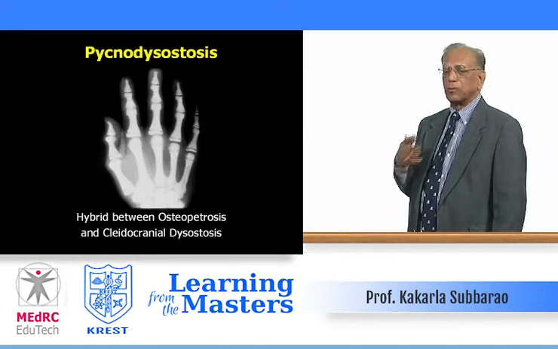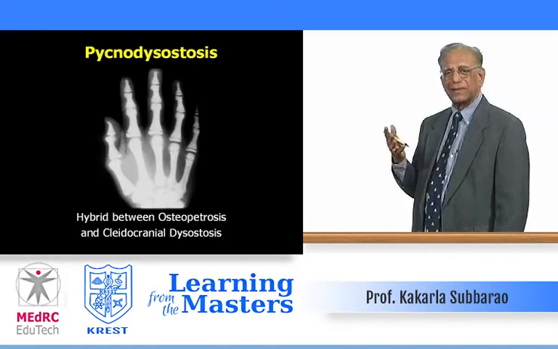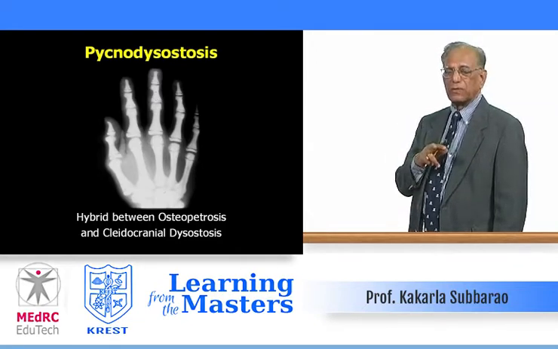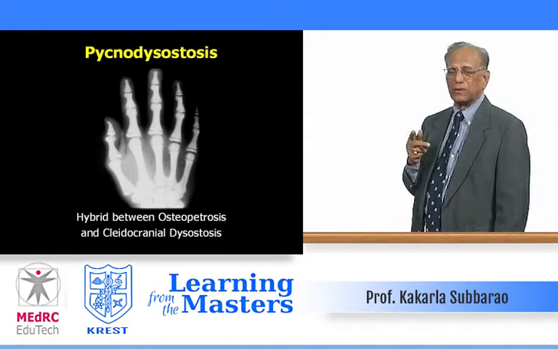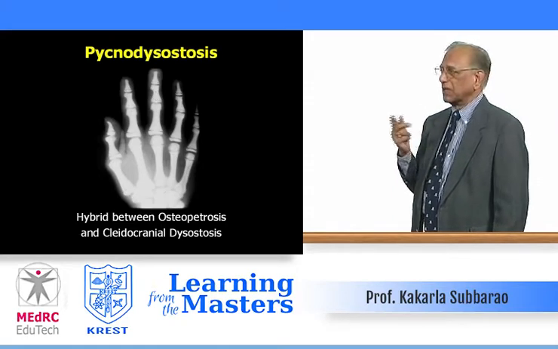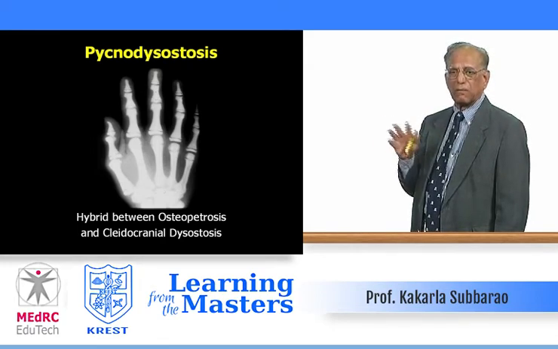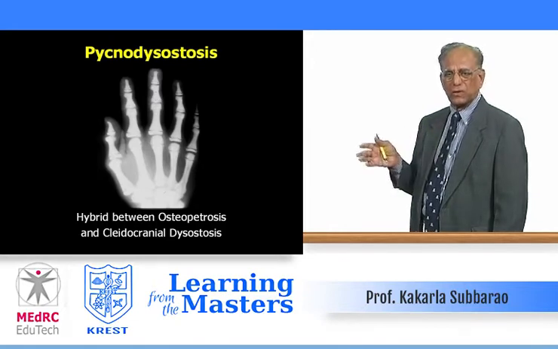And then we come to pycnodysostosis. It is also a dense sclerotic bone disorder, but the difference between osteopetrosis and pycnodysostosis is it is a hybrid between osteopetrosis and so-called cleidocranial dysostosis. That's why there are certain combined changes. One, of course, diffuse sclerosis that is common to marble bone disease.